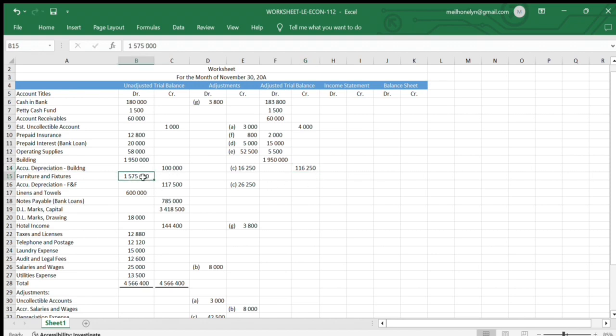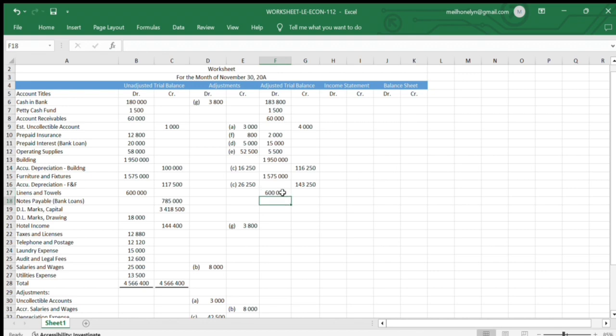Next is the furniture and fixtures. It will also remain as is. Next is the accumulated depreciation, furniture and fixtures. We have to add them together since they are both on the credit side. So 143,250. The next one is the linens and towels. In this case, it will remain as is since there are no adjustments that have been made. So we will plot this on the debit side as well, 600,000.